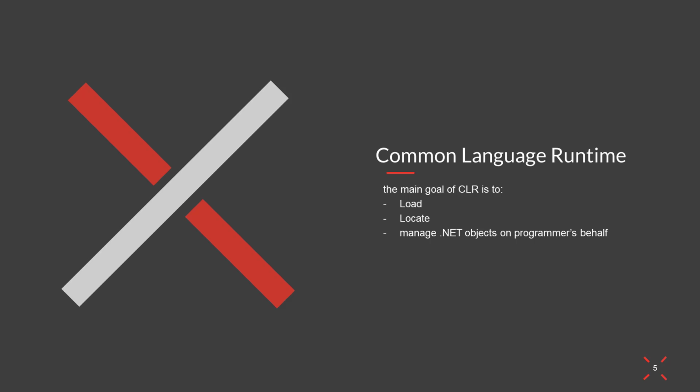From a programmer's point of view, .NET could be a runtime environment and a comprehensive base class library. The runtime is referred to as Common Language Runtime. The main goal of CLR is to load, locate, and manage .NET objects on the programmer's behalf. It means that CLR always handles these operations. Also, CLR takes care of memory management, application hosting, some security checks, and coordinating threads.